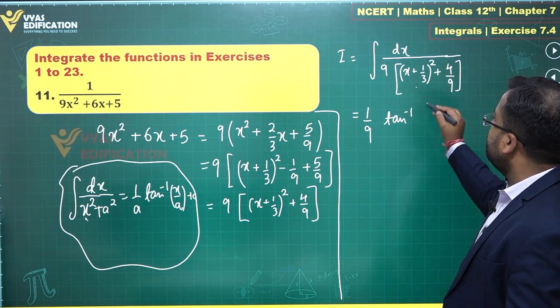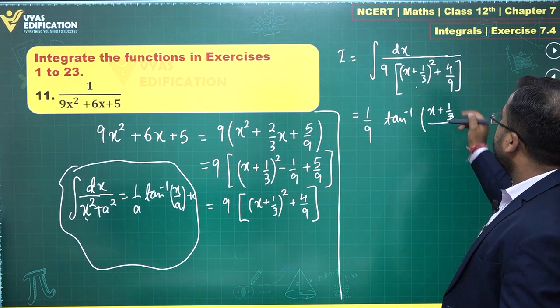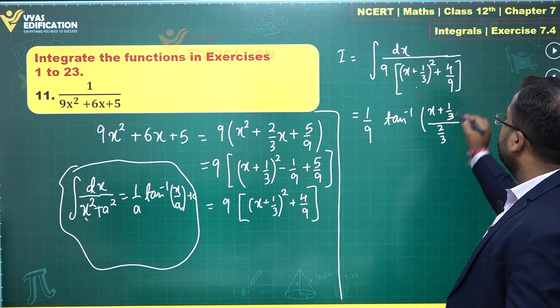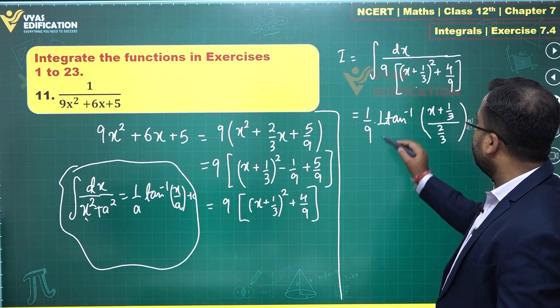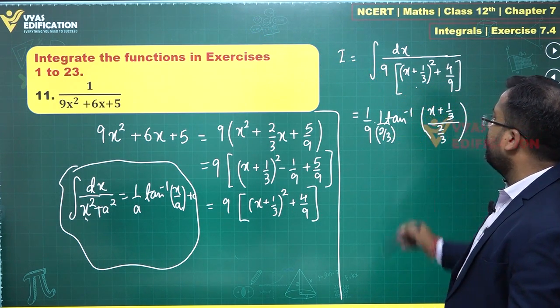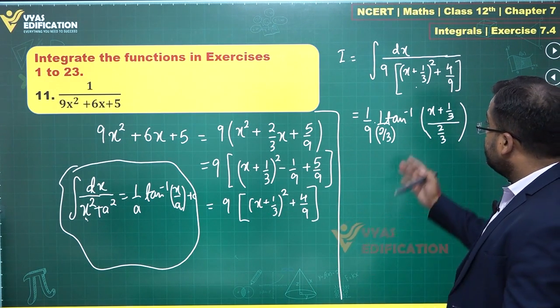So this becomes tan inverse x plus 1 by 3 upon this 2 by 3. This is square of 2 by 3, right? And we also had 1 by a over here. 1 by 2 by 3 should come over here. A is 2 by 3. Right? Comparing with that formula, this is what you get.